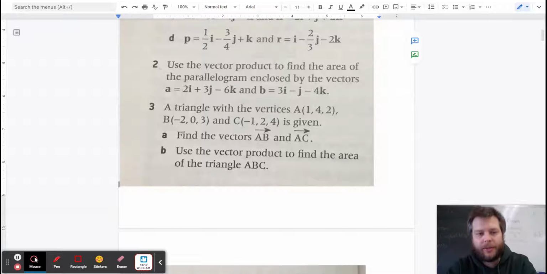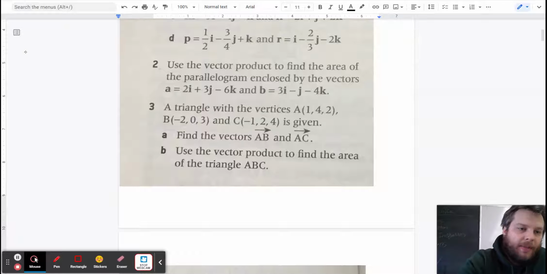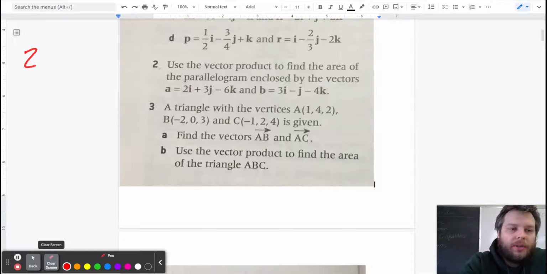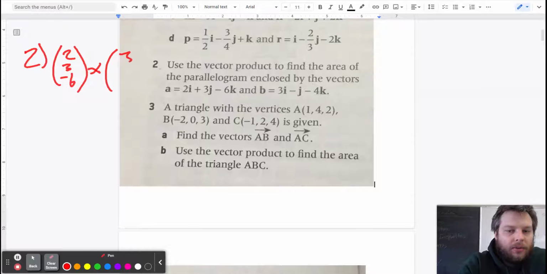All right, hello everybody. So I wanted to make sure to do an example of finding the area of a parallelogram and the area of a triangle given three-dimensional coordinates. The whole idea is that the area of a parallelogram happens to be the same as the magnitude of the cross product. And so for problem number 2 here, what I'm going to do is just take 2, 3, -6, because that's written in IJK form, and cross that with 3, -1, and -4.